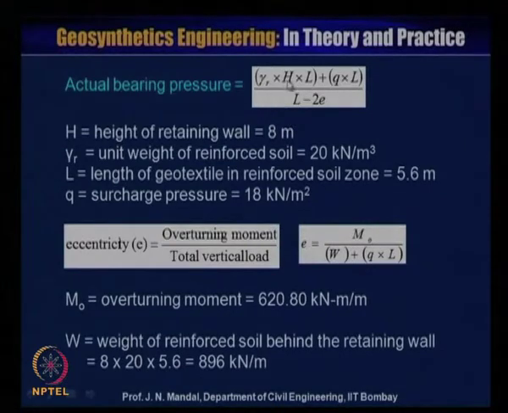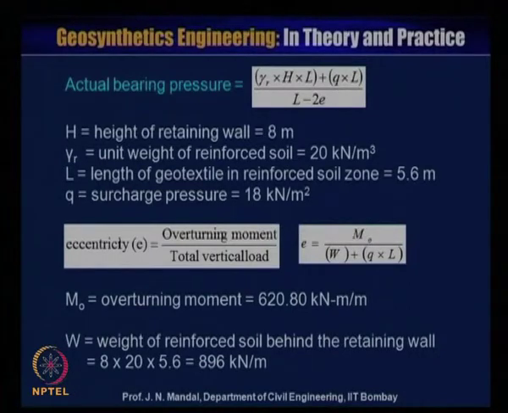That is due to the load of the reinforced wall and due to the surcharge load, acting over a length as per Meyerhof pressure distribution, that is L minus 2E. I have shown you this earlier. Where H is equal to height of the wall, 8 meter is given, L is equal to length of the geotextile reinforced soil, that is 5.6 meter, and Q is equal to surcharge pressure, 18 kilonewton per meter square.